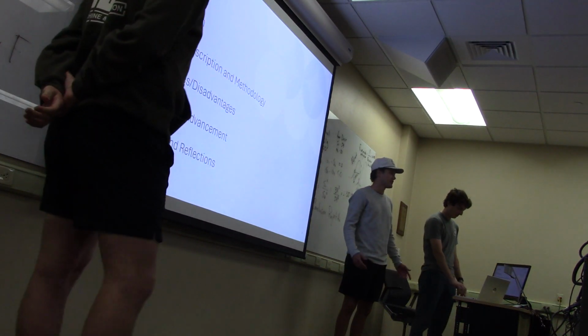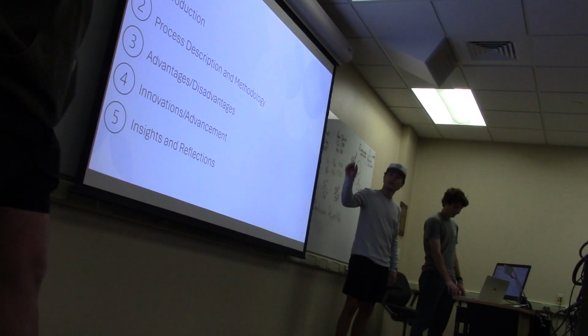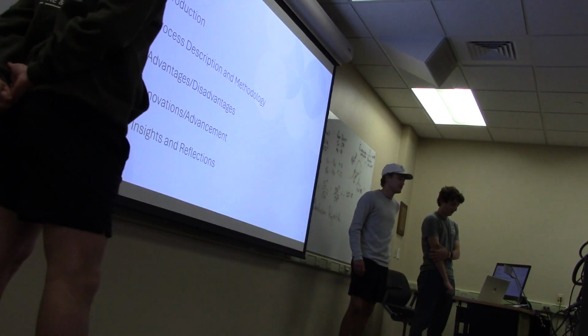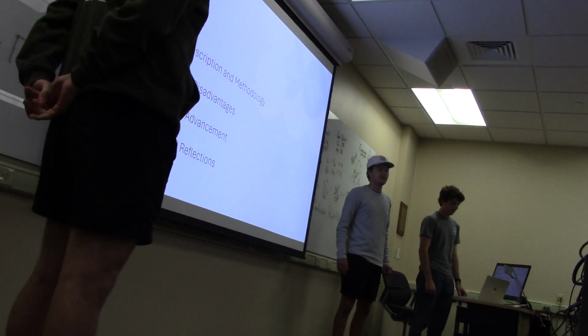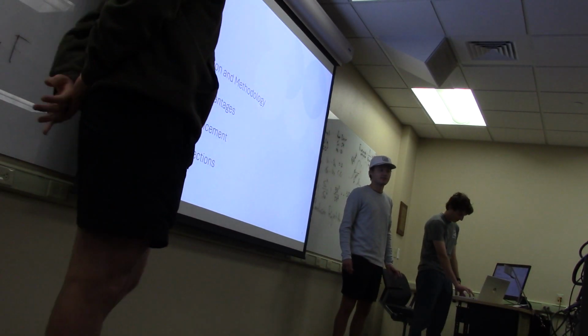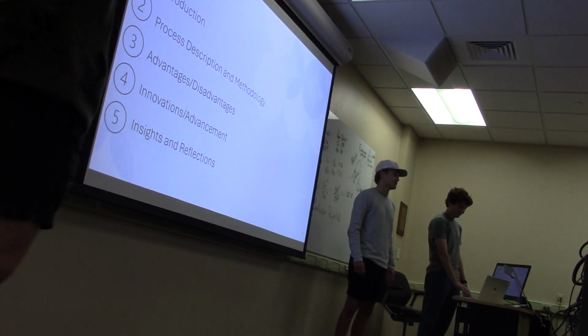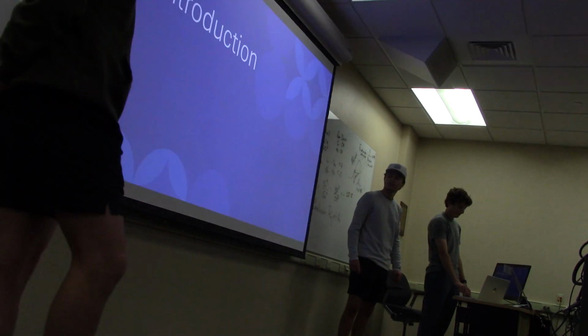So we're going to do this through 5 stages. First, we're going to give you a brief background and the introduction. Then we're going to go into the process description and methodology. Then we'll move into advantages and disadvantages, followed up by innovations and advancements of recent. And then finally, we'll give you some insights and reflections we have while studying friction welding.